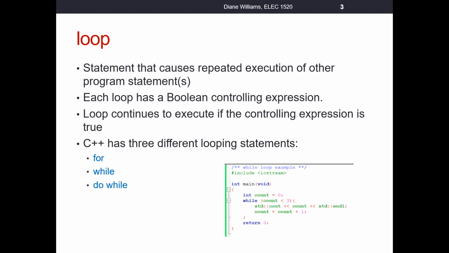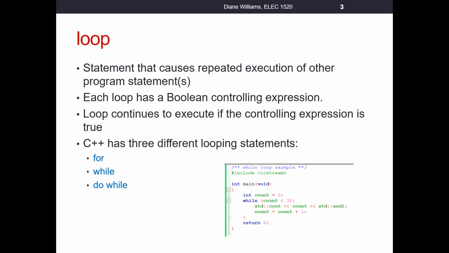In general, a loop is a programming construct or a statement in the C++ language that will cause repeated execution of other program statements. So when we want some statements to run more than once, we're going to put them inside a loop so they can repeat the same series of statements over and over.